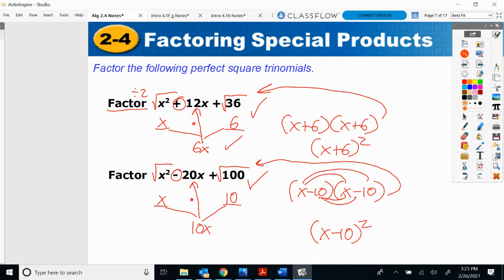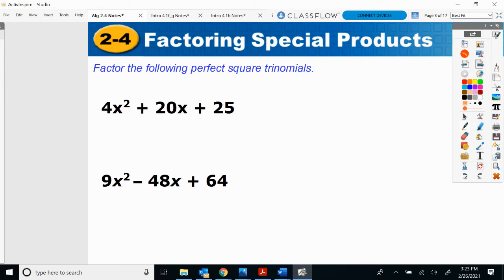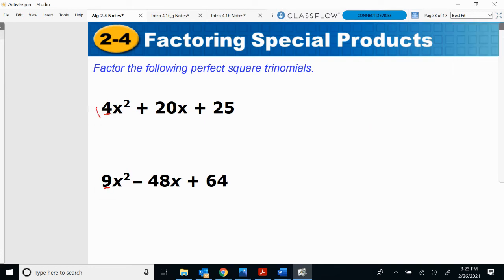All right, a few more. We'll practice some other ones. We'll change some numbers on us here. Okay, so take a look. Now we got a number out here in front. Still the same thing. See if you can take the square root of the first and the last.